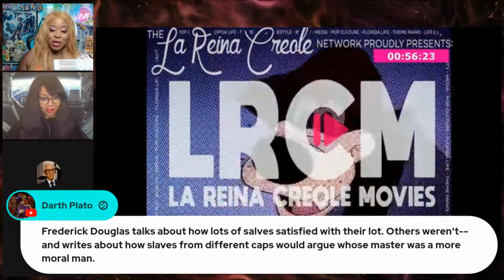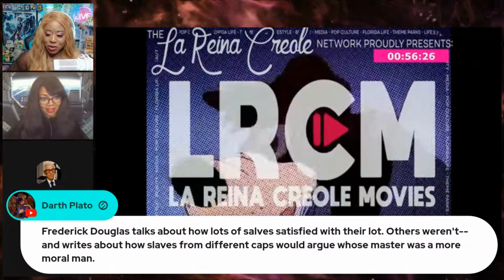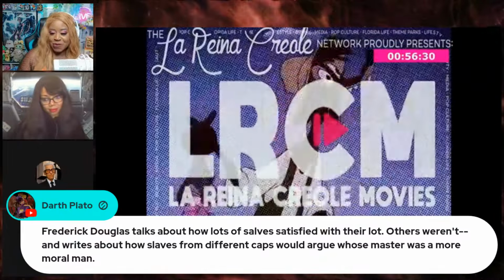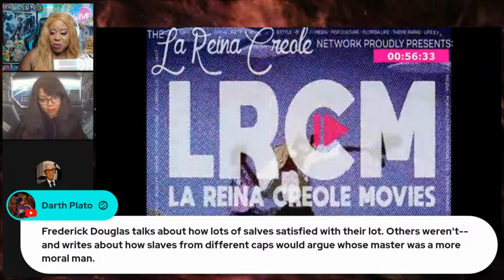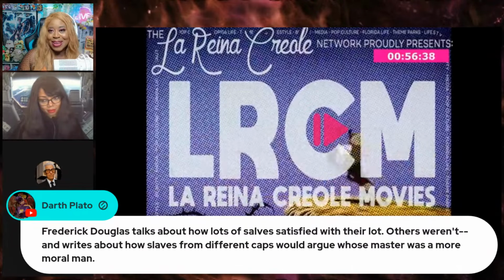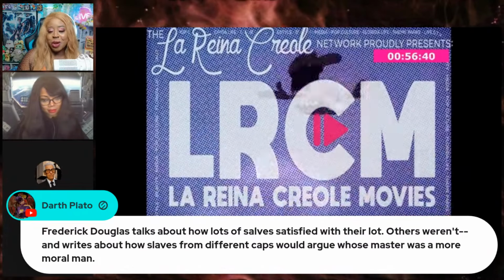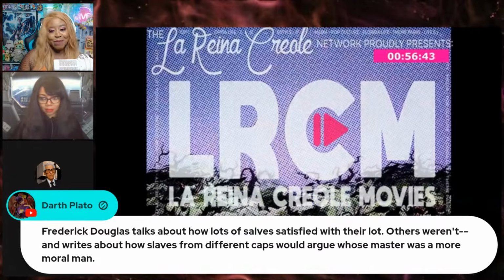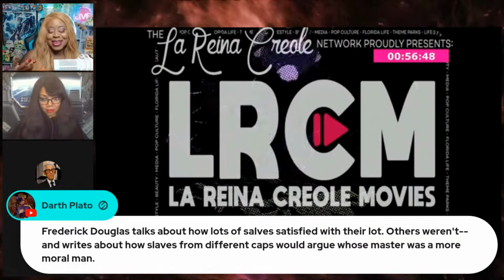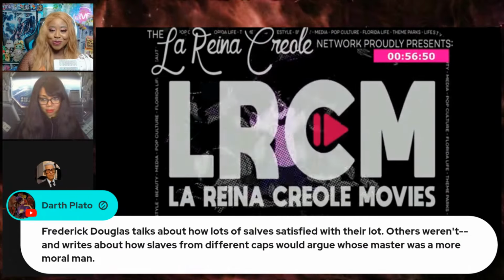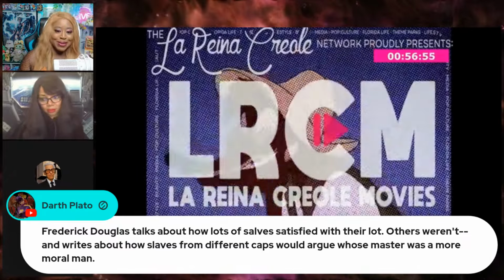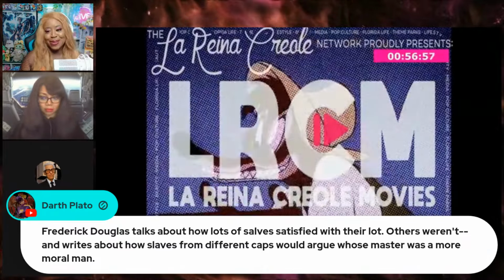Frederick Douglass talks about how lots of slaves were satisfied with their lot, others weren't. He writes about slaves from different estates who would argue whose master was a more moral man. Yeah, some did act like they were happy with it, others didn't and fought against it. It was a very strange social structure. My master is better than yours. No, my master is better than yours.